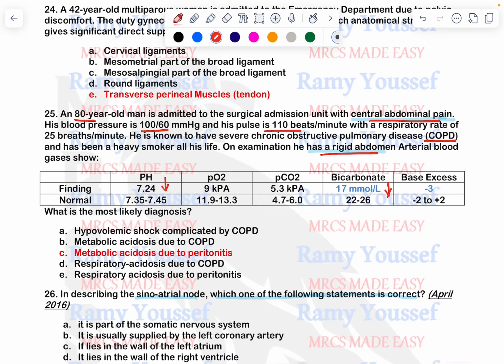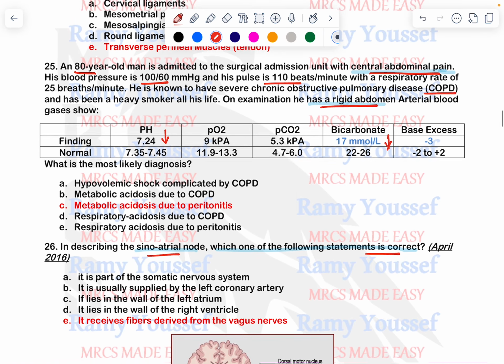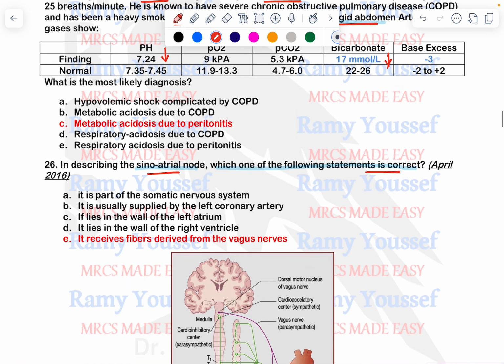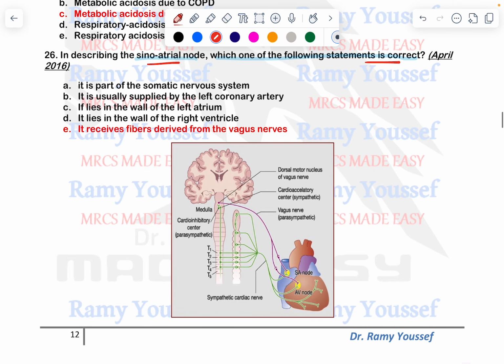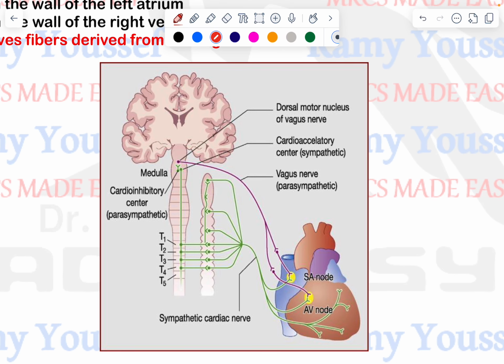In describing the SA node, which one of the following statements is correct? SA node. It is usually supplied by the right coronary artery. It receives nerve supply from the vagus plexus. Fibers from the vagus nerve. So this is SA node. It is getting nerve supply from the vagus, parasympathetic.